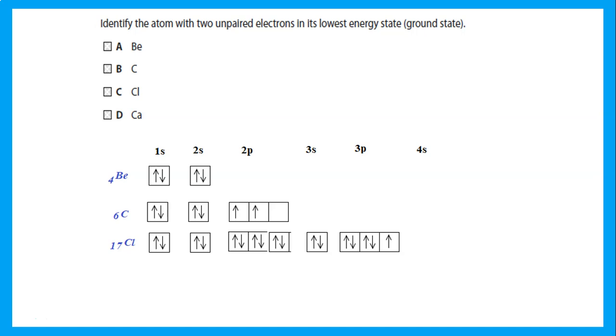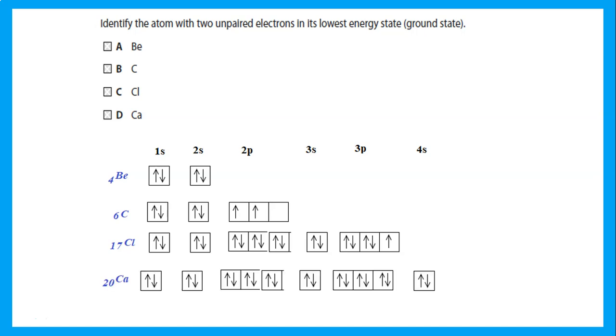If we look at chlorine, and chlorine has 17, so that is 1s2, 2s2, 2p6, 3s2, 3p5. It has only 1 unpaired electron in the 3p. Calcium does not have any unpaired electrons, so my answer is carbon, which is B.